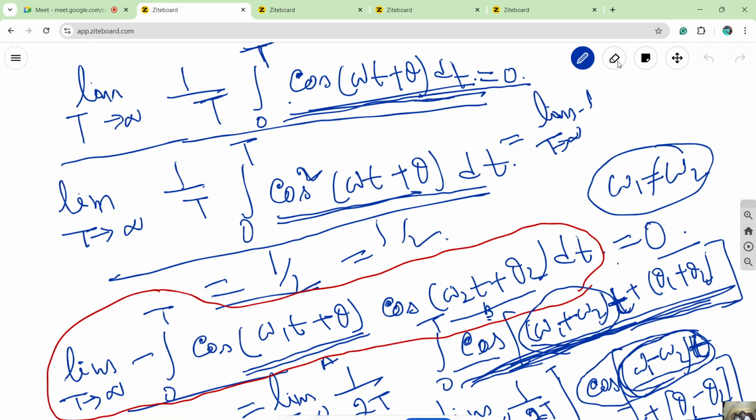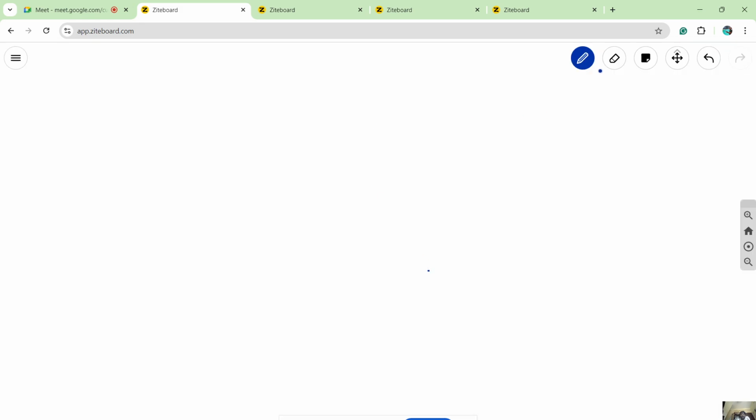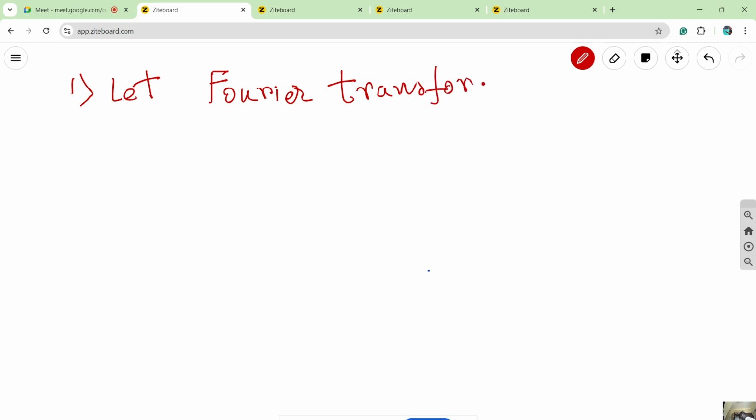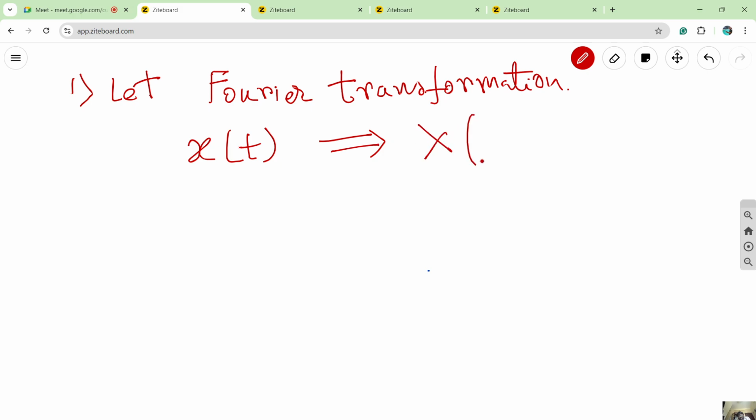So we will start from the second assignment. The first question is actually: there is a Fourier transformation. That is x of t, is x of f.